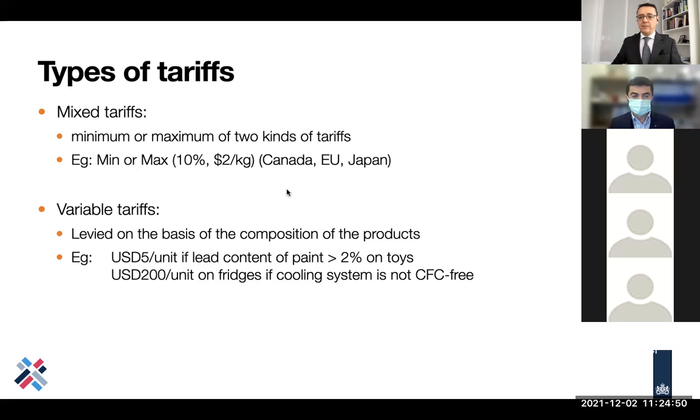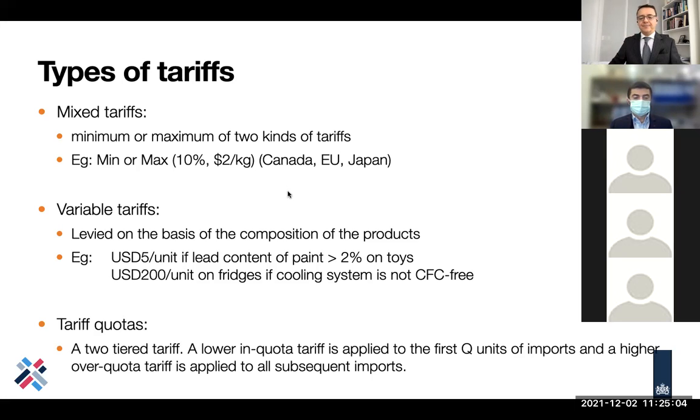That would be a variable tariff, because it doesn't depend on the product itself, but on the production and transport process of the product. Okay? Then there are tariff quotas. I don't know if you have ever heard of tariff quotas, but this is an interesting phenomenon. Tariff quotas are tariff schemes that have a two-tier system.